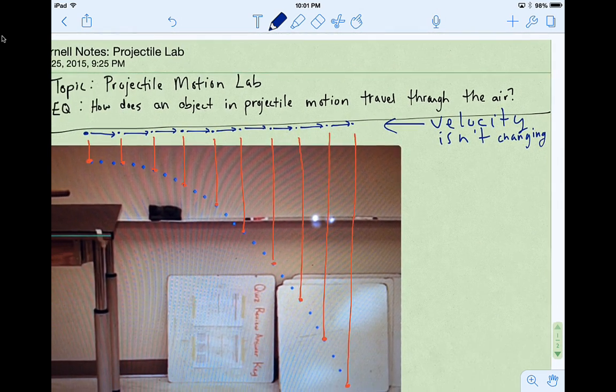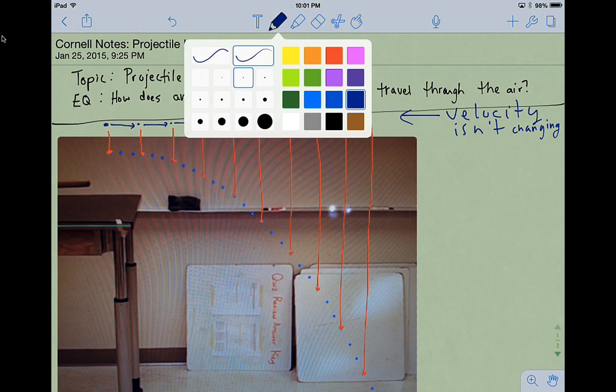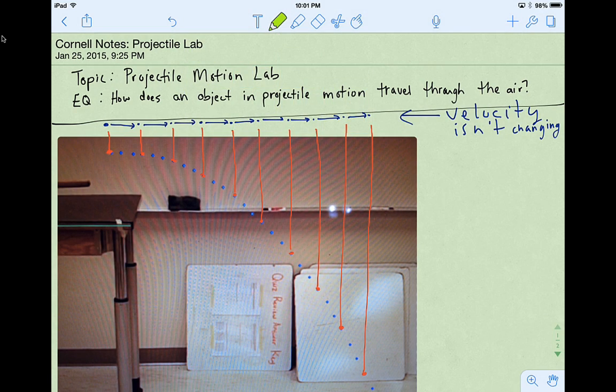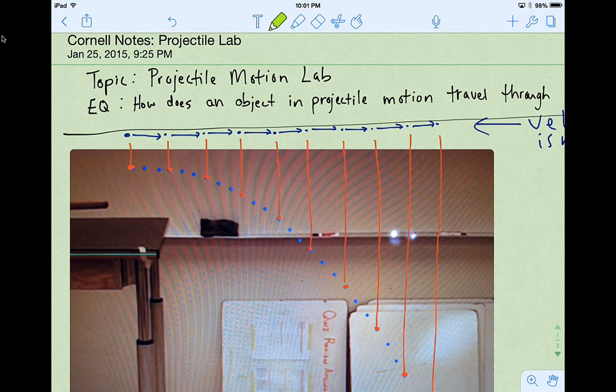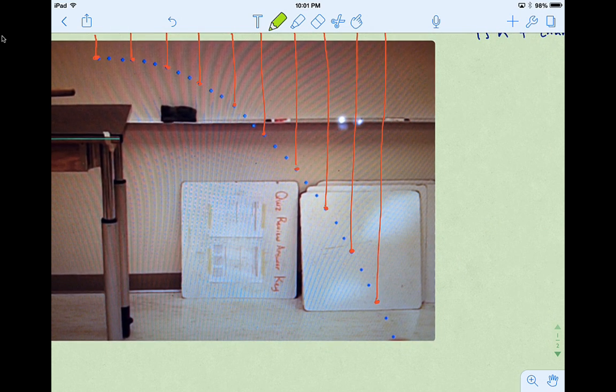All right. Now, if I go and I do the exact same thing, but now I go side to side, okay? So what I'm going to try to do here is I'm going to try and draw a straight line over from each dot.